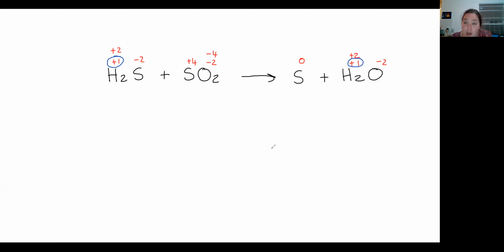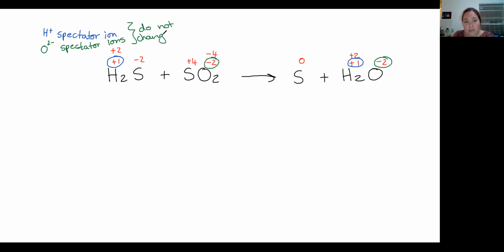Now, tricky bit. If you look closely at this, you will see that hydrogen goes from being +1 to being +1. It has not changed its oxidation number, which means that in this case, H+ is a spectator ion. If something does not change its oxidation number, it's a spectator ion. It's sitting and it's watching. It's not actually participating. The next thing is oxygen goes from -2 to -2. Oxygen is also a spectator ion. Spectator ions do not change their oxidation numbers.